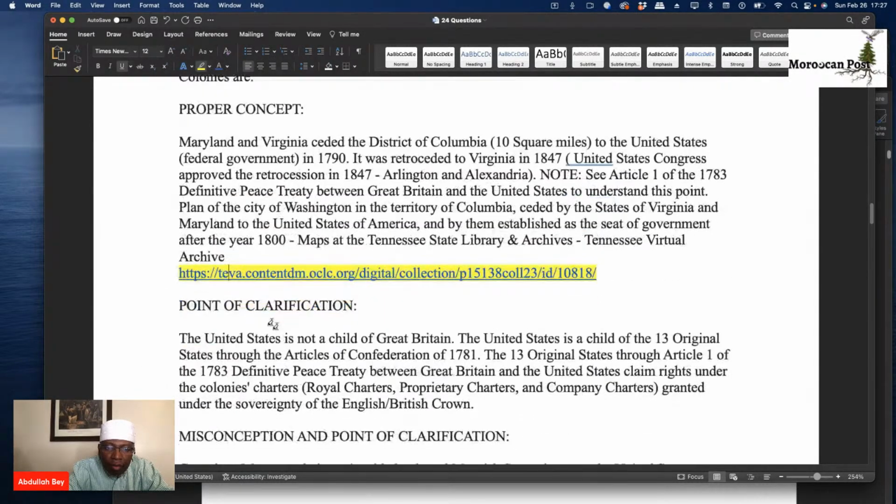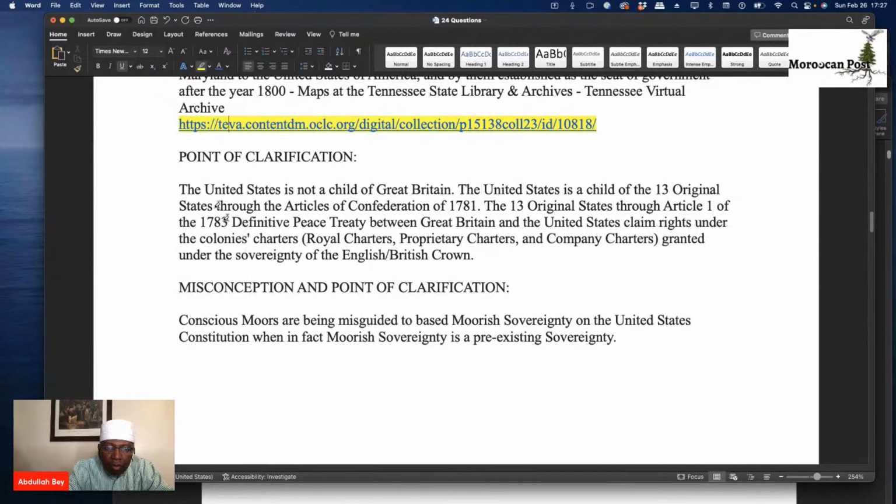All right. Point of clarification. The United States is not a child of Great Britain. I had to read that one again. Point of clarification. The United States is not a child of Great Britain. The United States is a child of the 13 original states through the Articles of Confederation of 1781. The 13 original states, through Article 1 of the 1783 Definitive Peace Treaty between Great Britain and the United States, claim rights under the colonies' charters, royal charters, proprietary charters, and company charters granted under the sovereignty of the English/British crown. Misconception and point of clarification.